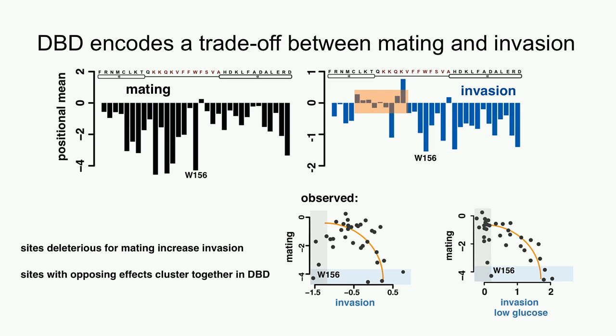We also know that the ones that show the strongest opposite trend themselves tend to cluster in the domain. So they're all from this short segment. Almost every residue here behaves oppositely for mating and invasion, indicating that some parts of this DNA binding domain might be more important for one trait rather than the other.